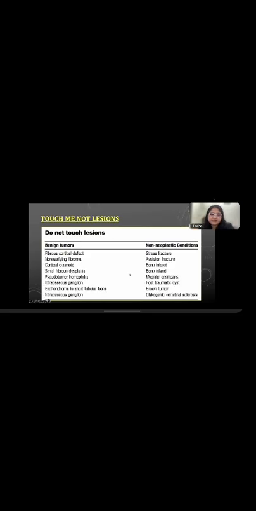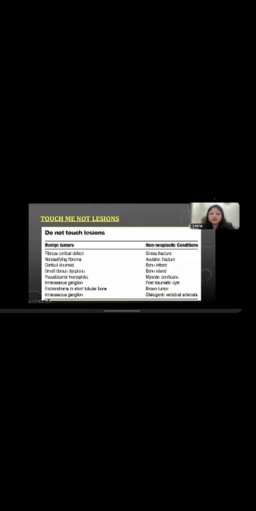Next, we come to lesions which are multiple by nature, like malignant lesions like multiple myeloma, METs, and lymphoma, and benign lesions like polyostotic fibrous dysplasia, enchondromatosis, and multiple syndromes that are associated with that, LCH, and cartilaginous exostosis or diaphyseal aclasia. Next, we come to touch me not lesions.